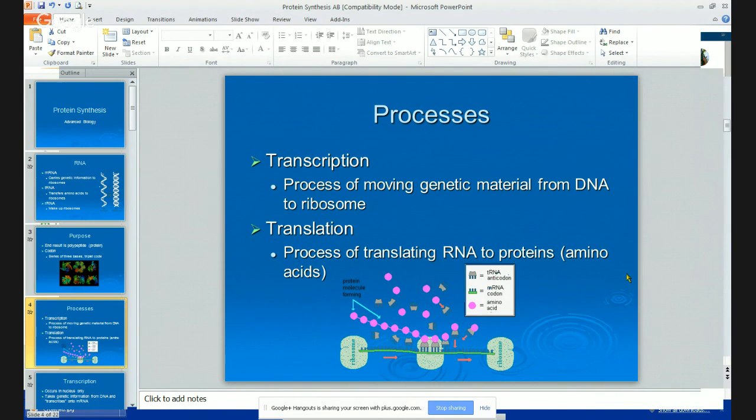Translation is then translating the language of your DNA, or in this case your RNA, because it's the one that's the copy, into proteins. So you're translating your nitrogenous base sequences into a protein. Specifically, you're coding for an amino acid. This picture down here shows the process of translation, but we'll get to that tomorrow.